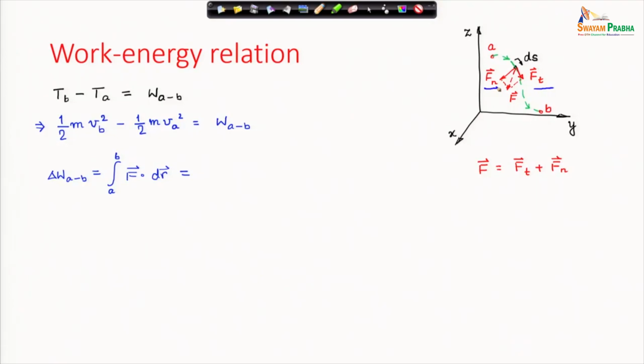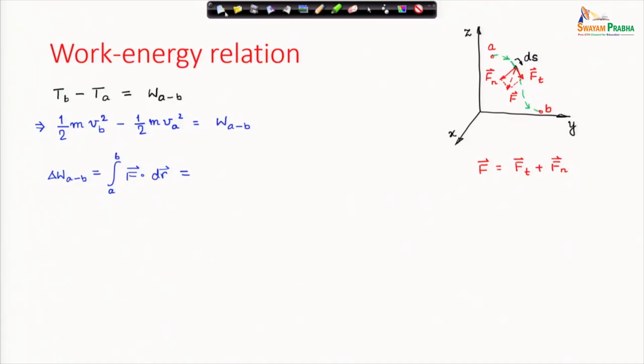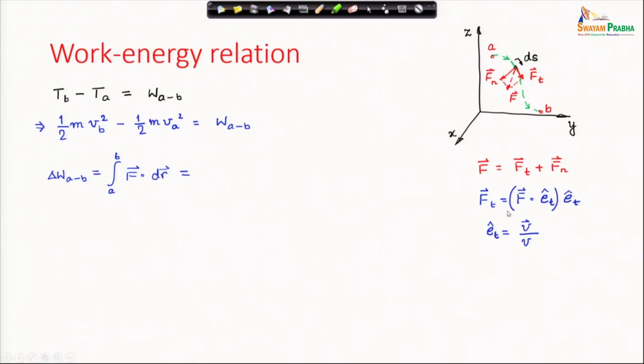How do you find these components? The tangential component is very easy to find. It is F, the force vector, dot Et cap, which is the unit vector along the tangent, times Et cap. Now, F dot Et cap gives you the magnitude Ft, and Et cap is the direction of the tangential force. Now, how do you find out Et cap?